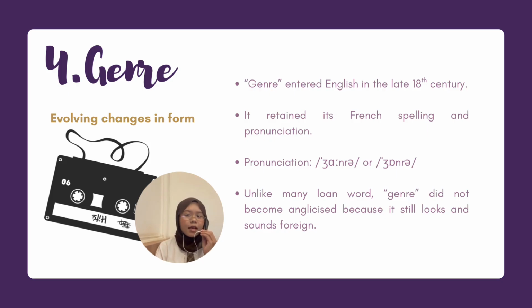Next is how the word genre evolved: changes in form. The word genre entered the English language in the late 18th century and it retained its French spelling and pronunciation. The pronunciation for the word genre is genre or genre. Unlike many other loanwords, genre did not become anglicised because it still looks and sounds foreign. Anglicised means to change something so that it appears to be more English.